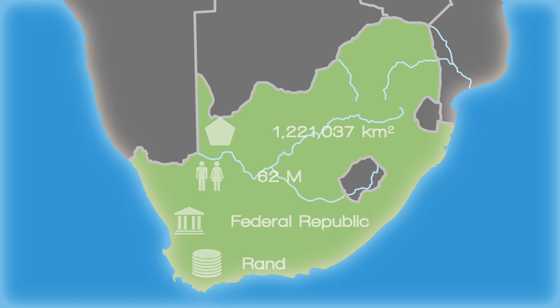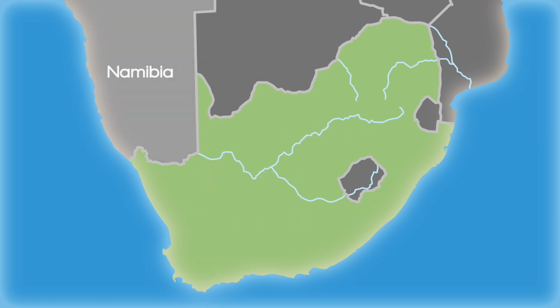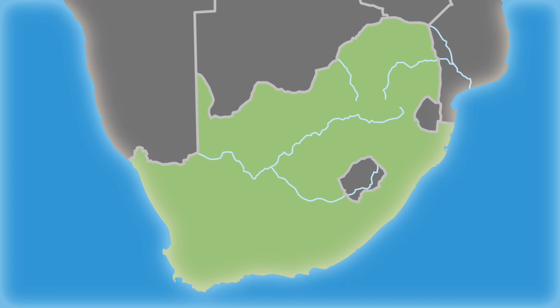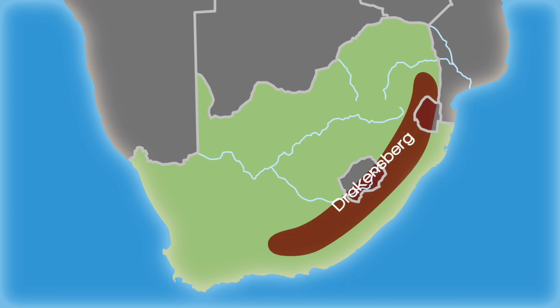South Africa borders Namibia, Botswana, Zimbabwe, Mozambique, Eswatini, and completely encloses the territory of Lesotho. The country's most important mountain range is the Drakensberg, which stretches from the southwest of the country to the northeast. Its highest point is at 3,482 meters. The South African plateau extends north of this.